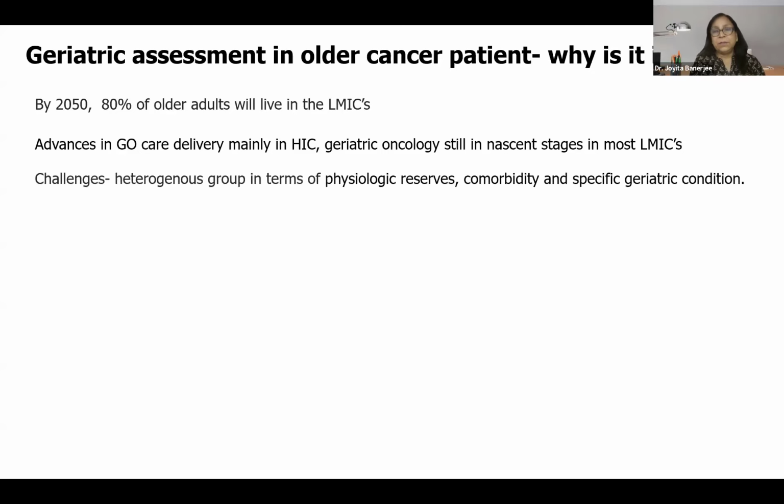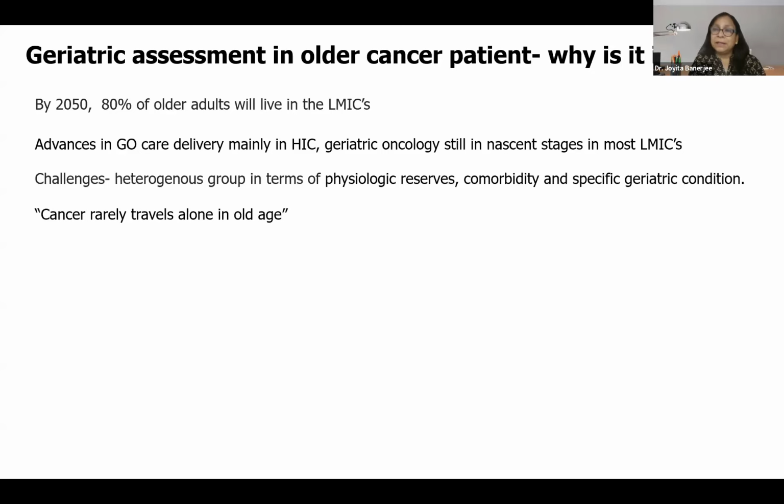So what are the challenges that we face? First of all, older adults are a very heterogeneous group. No two older adults will have the same characteristics. Even if they are the same age, they might be heterogeneous in terms of physiological reserves, comorbidities, or specific geriatric syndromes. And I read an article, the title of which was "Cancer Rarely Travels Alone in Old Age," and it's really actually so true.